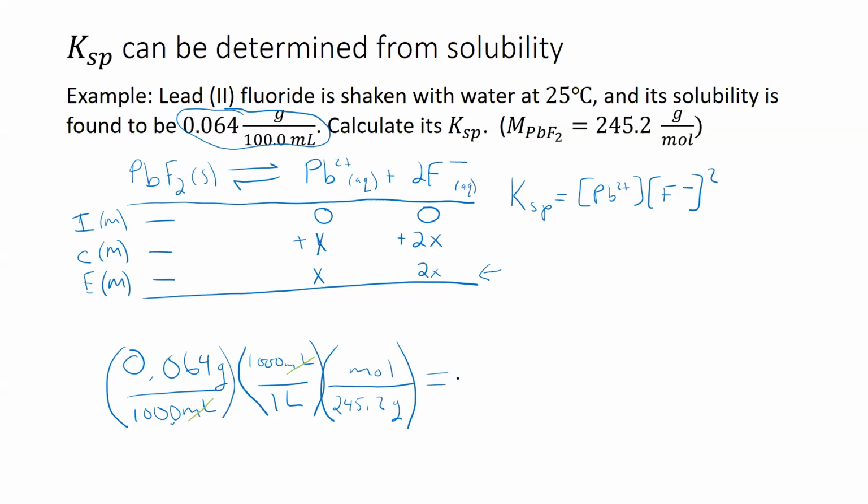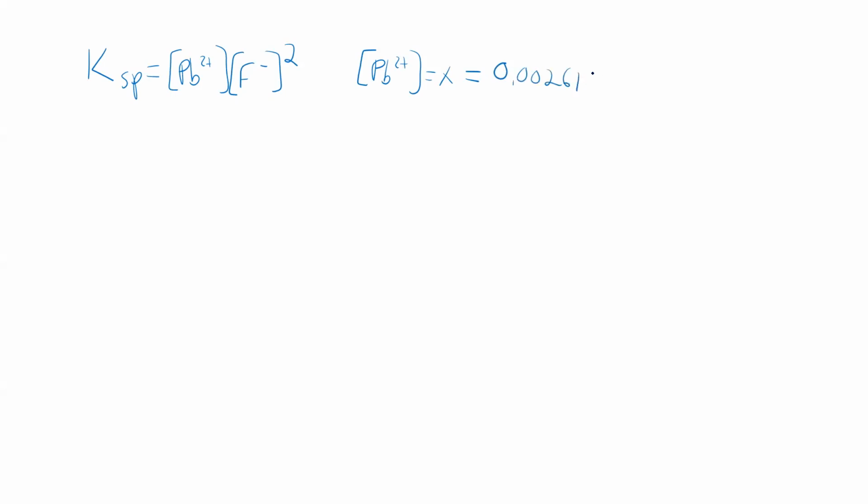Okay. So when you do that calculation, you wind up with 0.00261 molar lead fluoride. And that value is our X. Okay? So I'm going to take that and our KSP expression onto the next page. So we've got KSP is equal to the concentration of lead 2+ times the concentration of fluoride squared. And we know that the concentration of lead 2+ is equal to X, which is equal to 0.00261 molar.